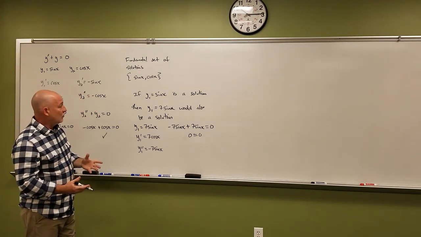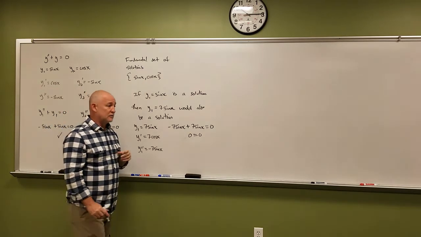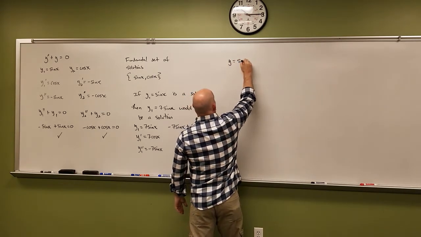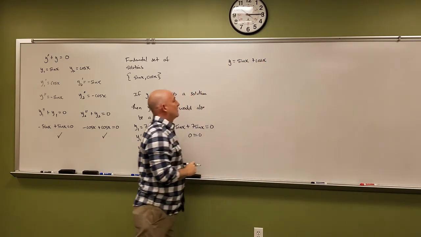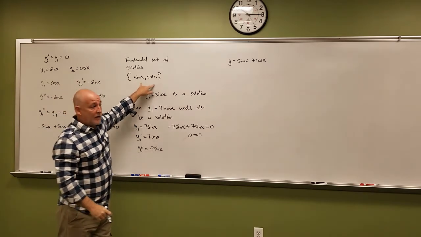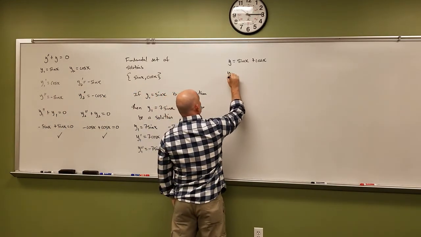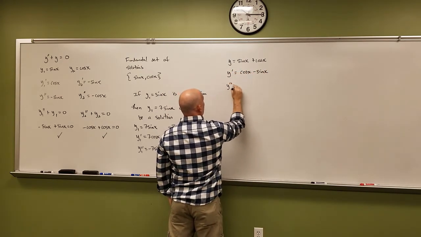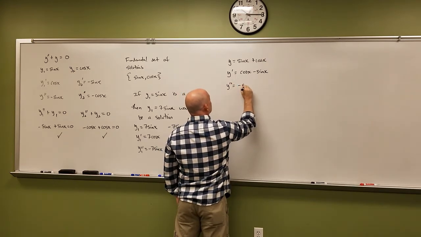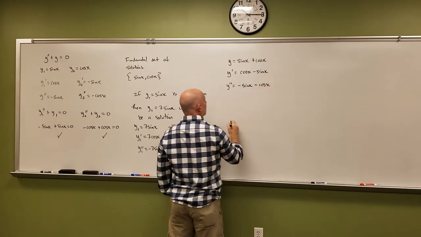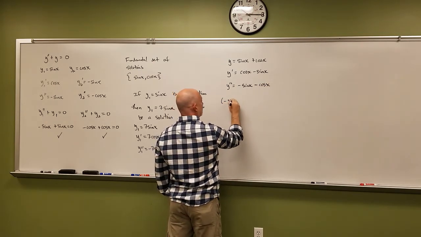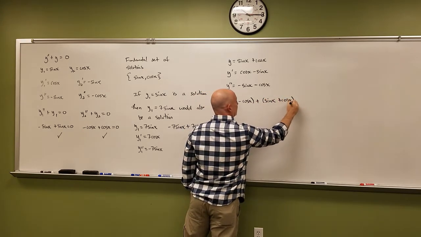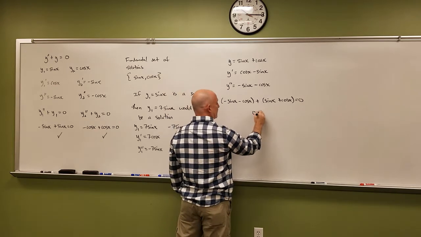Now, also because it's linear, what if I added these 2 together? Would that still be a solution? What if I said, let's let some function be sine x plus cosine x? Basically, all I did is I just added those 2 together. Well, if I take the derivatives here, y prime would be cosine x minus sine x. Y double prime is negative sine x minus cosine x. So y double prime plus y is negative sine x minus cosine x plus sine x plus cosine x, and it's obvious to see this is 0.